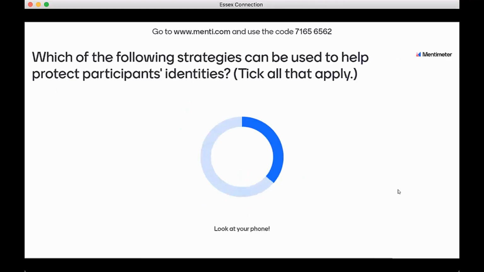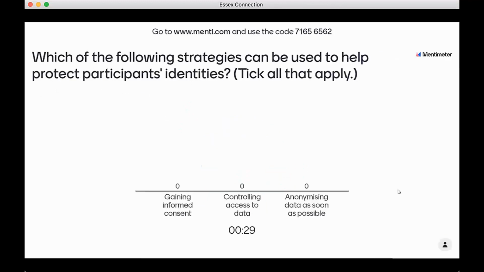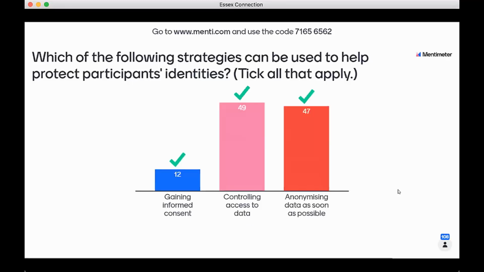So which of the following strategies can be used to help protect participants' identities? Is it gaining informed consent, controlling access to data, or anonymizing data as soon as possible? This should be a multiple choice again, but just in case it is, no, you can't take more than one again. We'll talk later about a three-prong approach to protecting participants and their identities, making use of all of these things: consent, controlling access, and where needed, anonymization as well.